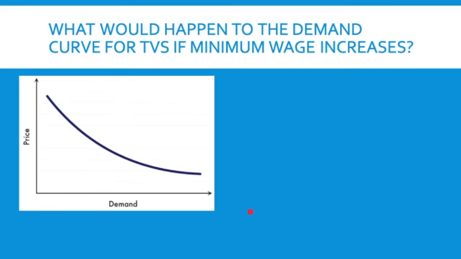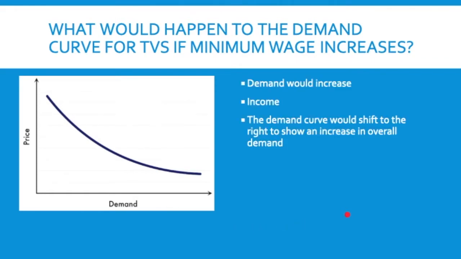What would happen to the demand curve for TVs if minimum wage increased? You think about that as a change in income. Demand would increase if people had more money because they were making more money. Then they might buy more TVs. So we have a change in income for the better. More people making money because minimum wage increases means more people would go out and buy TVs.